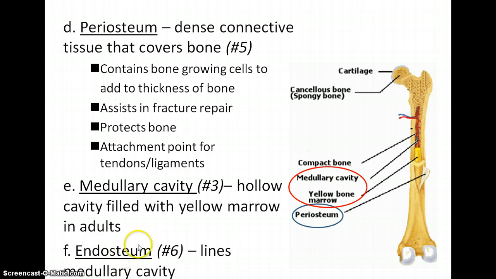It's not shown in our picture to the side, but it is on your diagram number 6. And the endosteum is the lining of the medullary cavity. Endo would be referring to inner, so it's an inner lining, where periosteum is outer, an outer lining covering the entire bone.